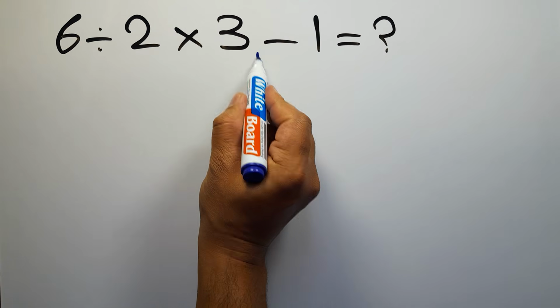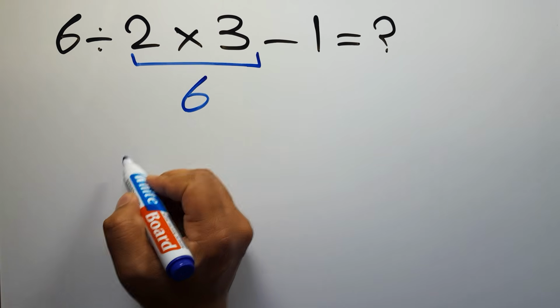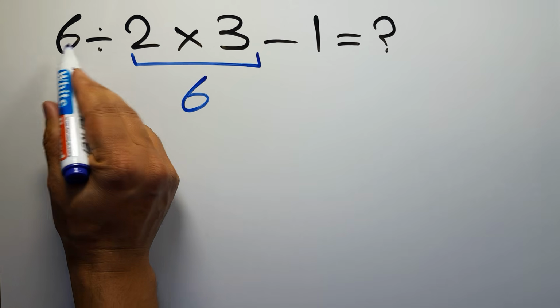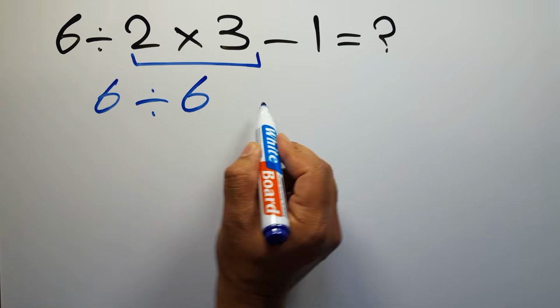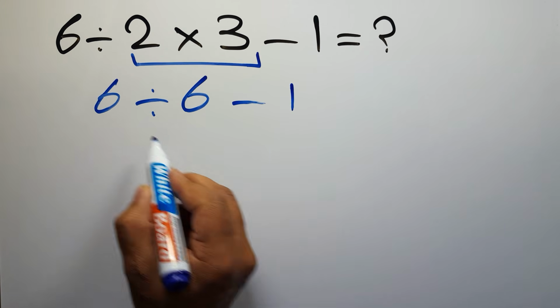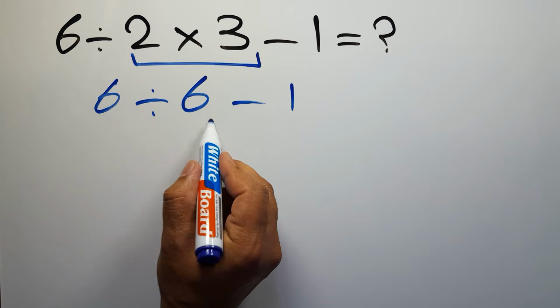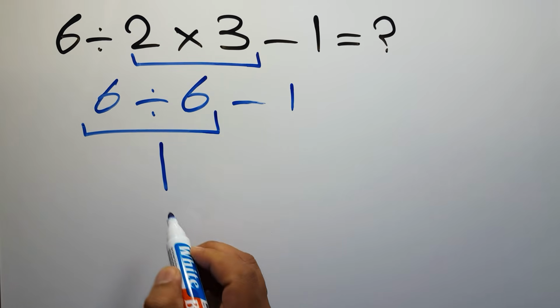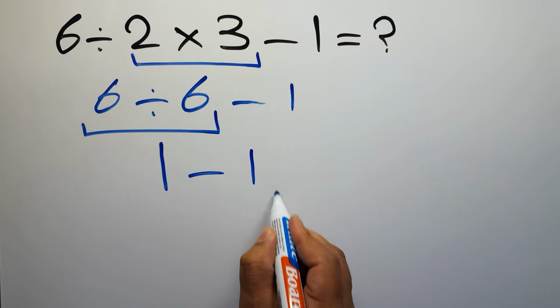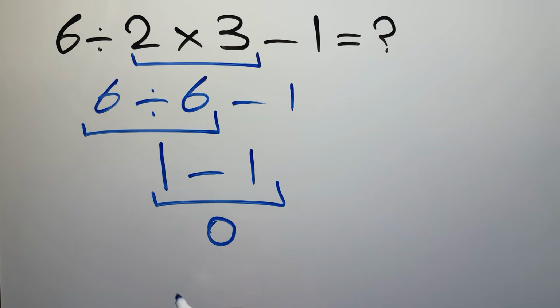2 times 3 gives us 6. So we have 6 divided by 6 minus 1. Now we do this division. 6 divided by 6 equals 1. So 1 minus 1 is just 0. But this answer is not correct.